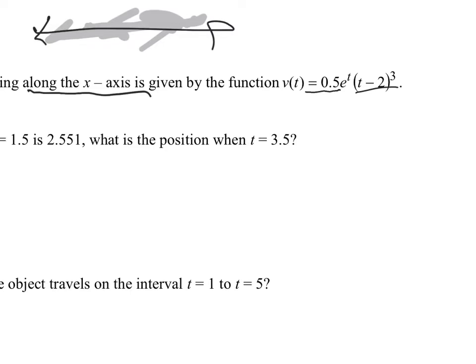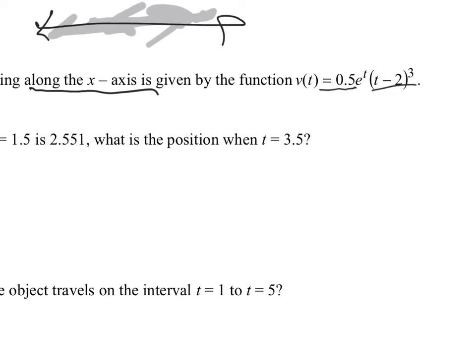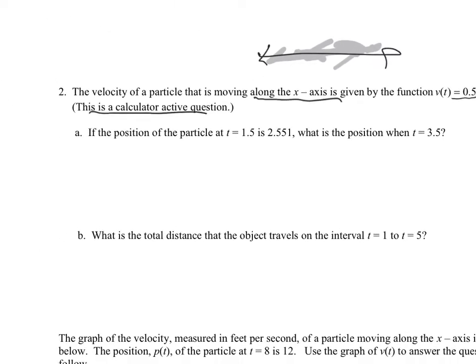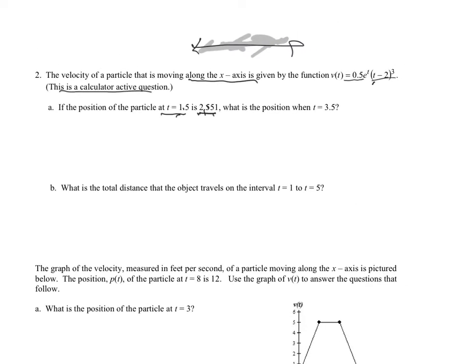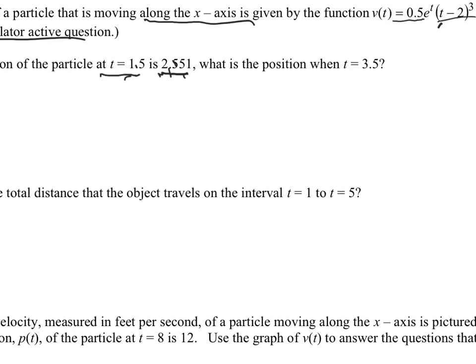I have no idea what it looks like. It's not going to be human, that's for sure. If the position of the particle at t = 1.5 is 2.551, see the weird numbers, once you have weird numbers and a weird function, it's calculator driven. What's the position at t = 3.5?